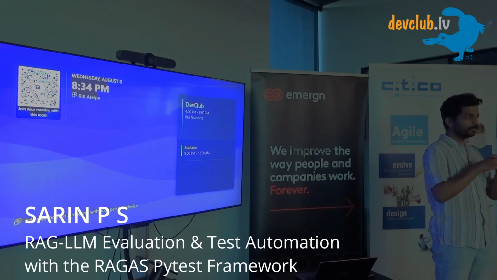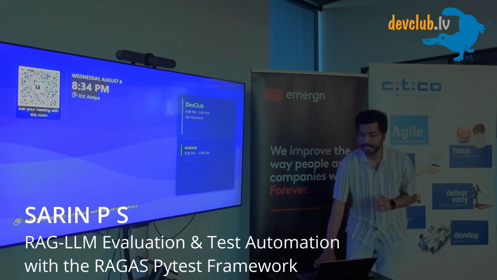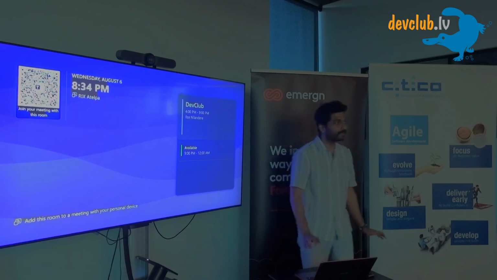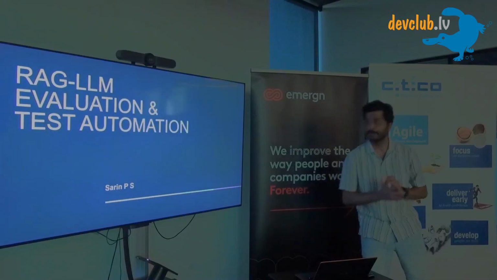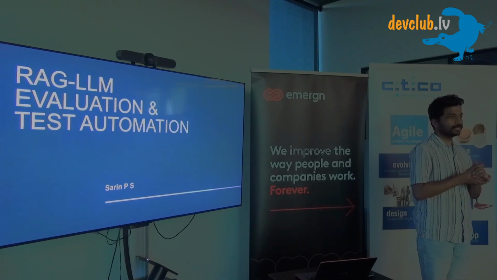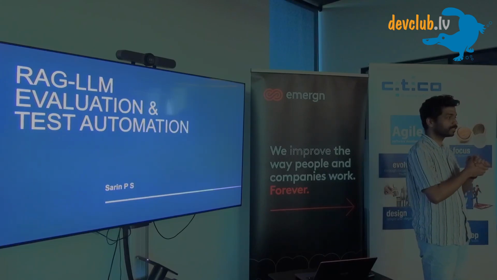First of all, I will brief about myself. My name is Sarin. I have around 8 years of experience in testing. I started as a manual tester, then I learned Selenium automation, post which for the last 3 years I am working in Latvia in different firms. I was part of Accenture first, and right now for the last couple of months I am associated with Citico.